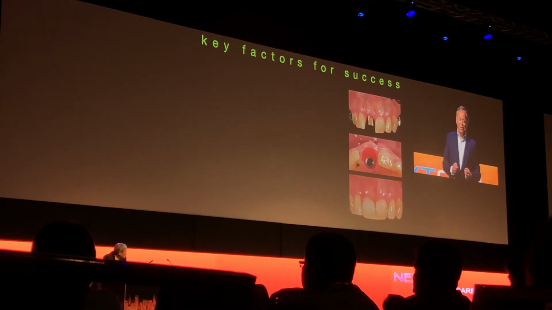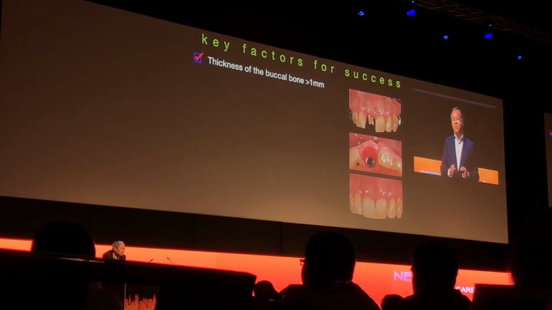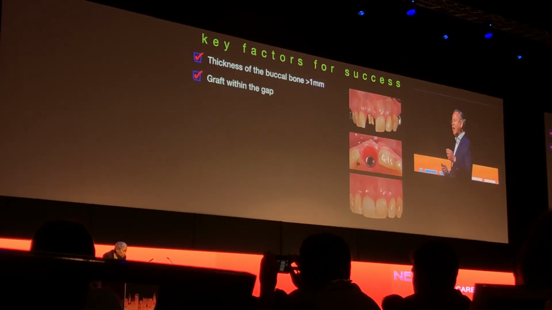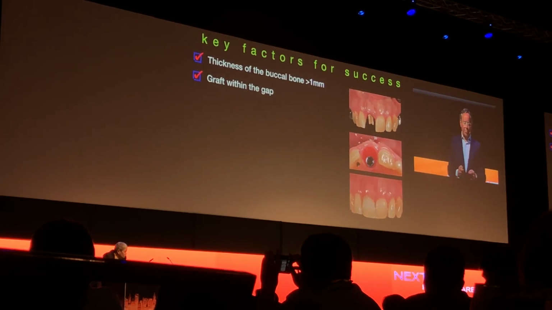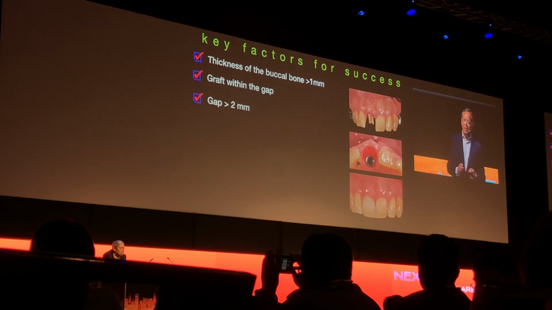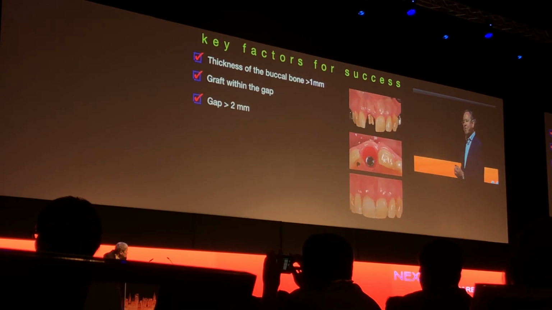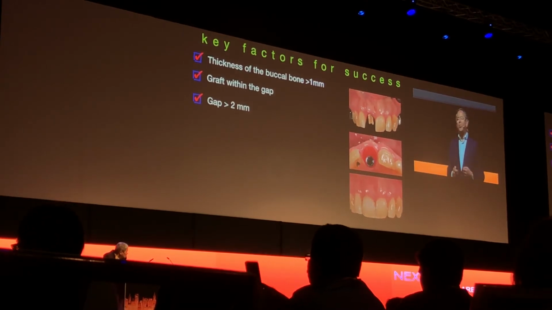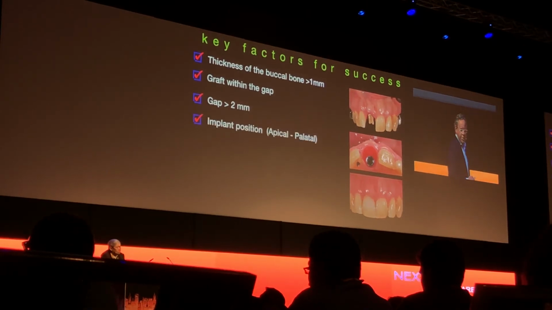Well, I think by now you understand that the key factor is the buccal bone. You understand that if I don't have that key factor, I need to graft within the gap. And you understand that it is important that there is a space. In that way, I need to place my implant palatally, so I have a gap of at least 2 millimeters, and the more, the better.